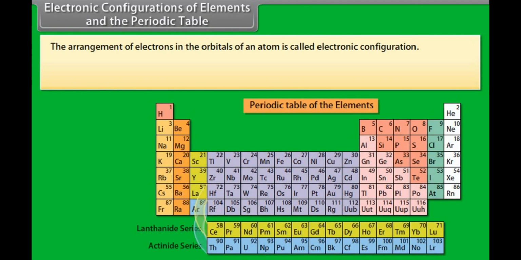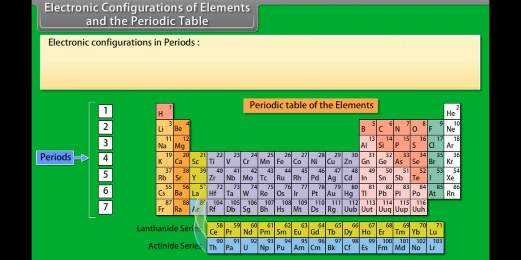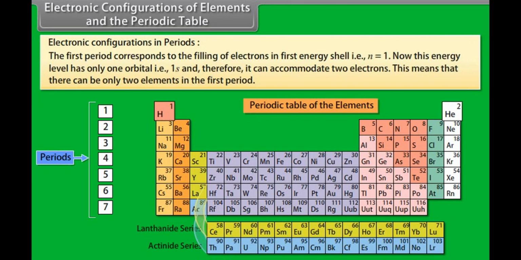The arrangement of electrons in the orbitals of an atom is called electronic configuration. The number of the period represents the principal quantum number of the valence shell of the elements present in it. Electronic configurations in periods. The first period corresponds to the filling of electrons in the first energy shell, that is, n equals 1. This energy level has only one orbital, that is 1s, and therefore it can accommodate 2 electrons. This means that there can be only 2 elements in the first period.